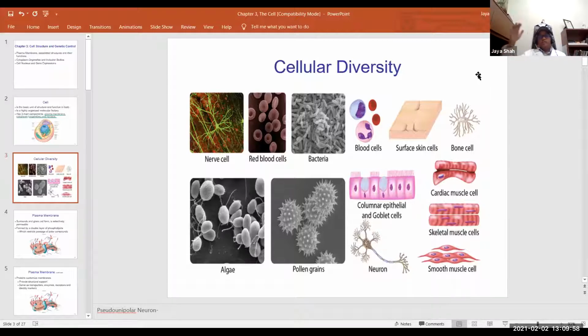If we take the length of the pseudo unipolar neuron, it will be like 6 feet long, because this part of the pseudo unipolar neuron, the dendrites, are in your great toe. And this part is the axon terminal that is in your head, particularly in the parietal lobe. So it extends from your toe to head. That's why it is like 6 feet long, okay? So these are different sizes and shapes of the cells to perform different functions. That's why cellular diversity is essential in our body, okay?